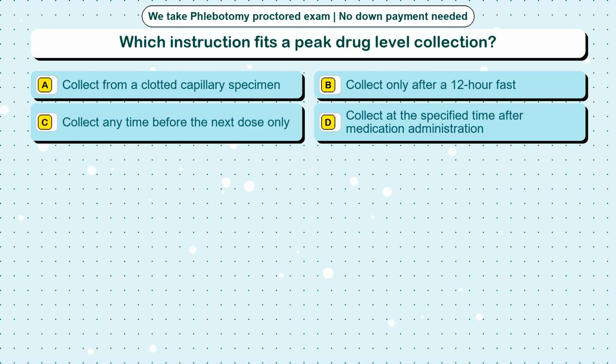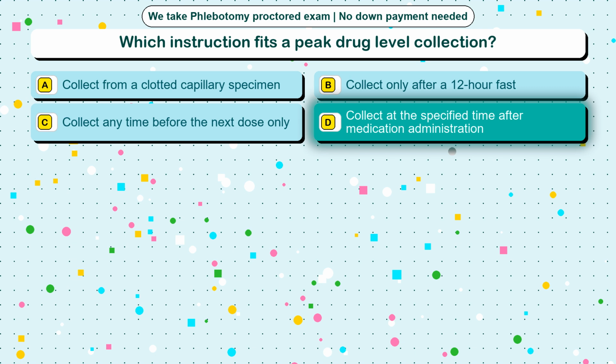Question 90. Which instruction fits a peak drug level collection? Option A. Collect from a clotted capillary specimen. Option B. Collect only after a 12-hour fast. Option C. Collect any time before the next dose only. Option D. Collect at the specified time after medication administration. The correct answer is option D.